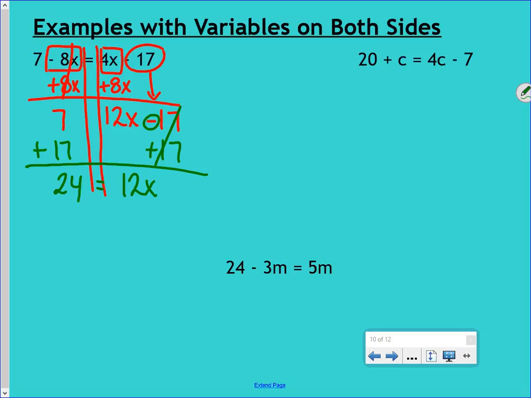Last step, undo multiplication and division. We have multiplication, going to undo that with division. Divide both sides by 12. X equals 24 divided by 12 is 2.